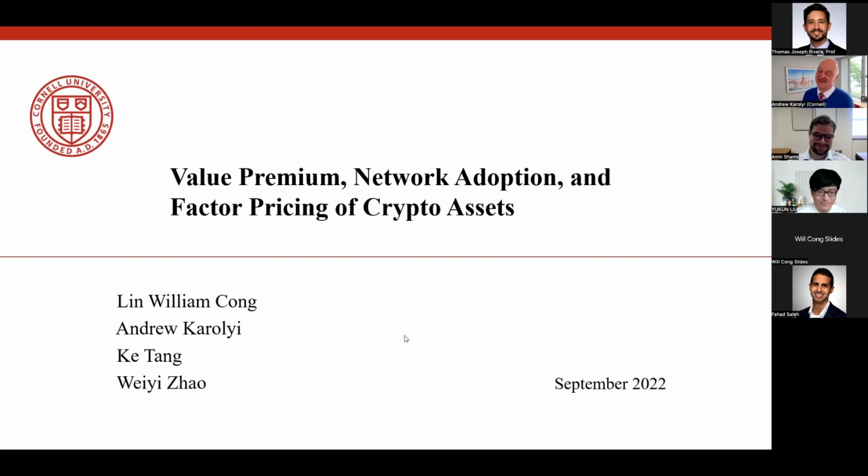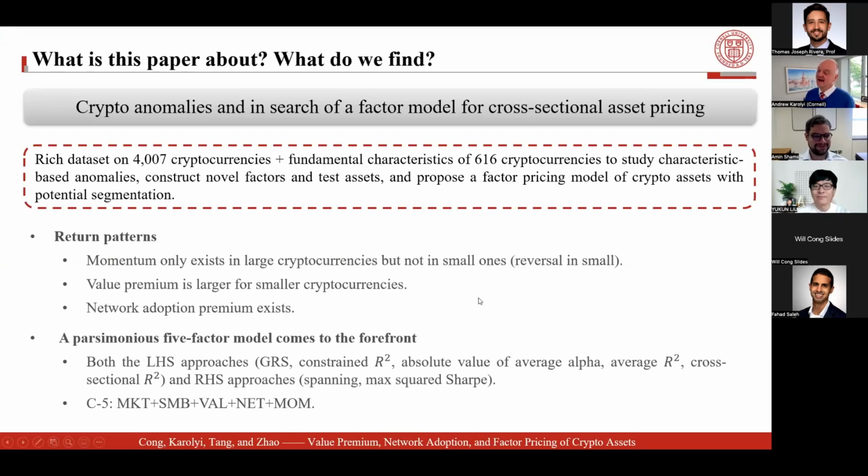And I'm thrilled to present this fun paper with Will, Ke, and Wei Yi on value premium, network adoption, and factor pricing. So I'm going to give you 3 slides that basically tell you what the paper is about, and then we'll see how far we get in terms of details. So this is crypto anomalies in search of a factor model. It's all about the cross-section of asset pricing.